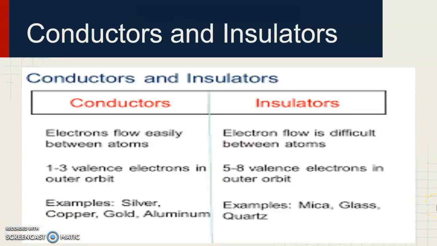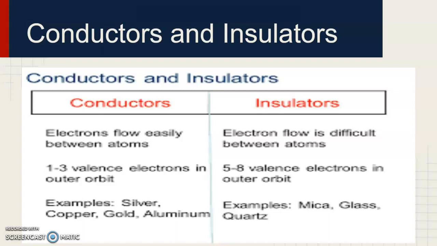So this is the difference between conductors and insulators. Conductors, we know that good conductors are metals, right? Because we've talked about metals and nonmetals. And insulators are those where electron flow is difficult between the atoms. For right now, you actually don't need to know anything about the valence electrons. We haven't talked about the atom yet, so don't even worry about this one.